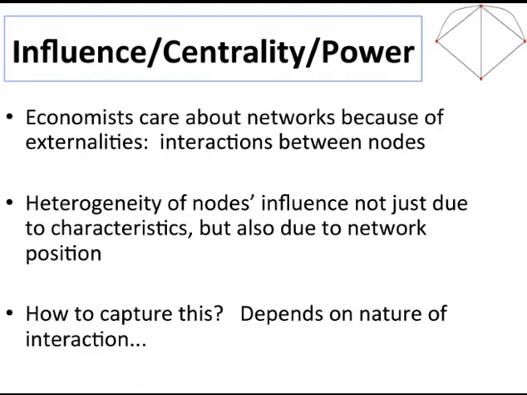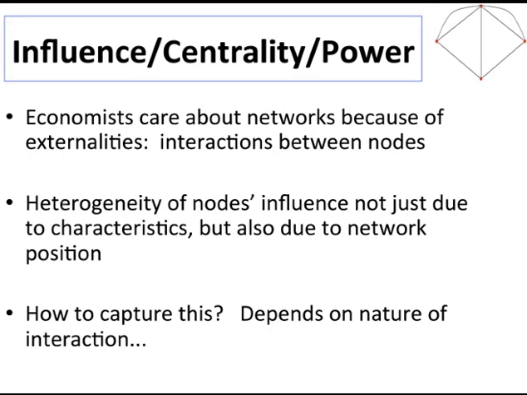So economists, we care about networks because of externalities. And without externalities, networks would not be that interesting. So part of the reason they're really important is because somebody's behavior affects other people's behaviors, and they don't necessarily take that into account. But understanding how important somebody is and how influential they are is something that can be essential in a lot of different studies.